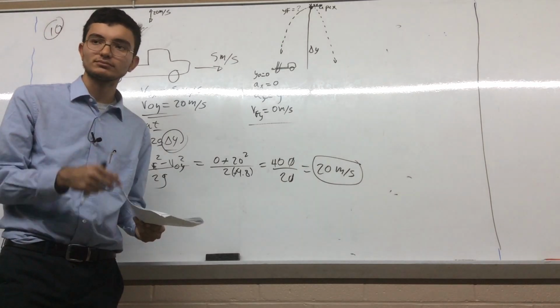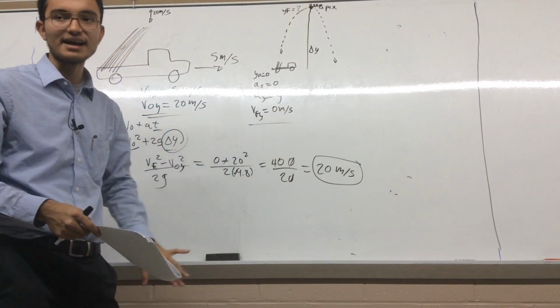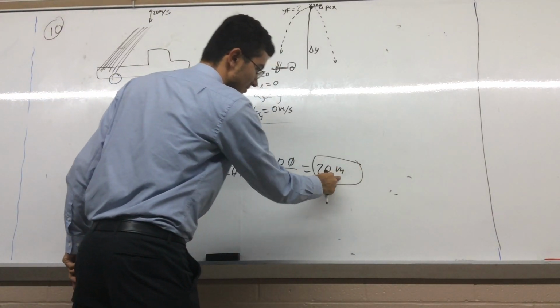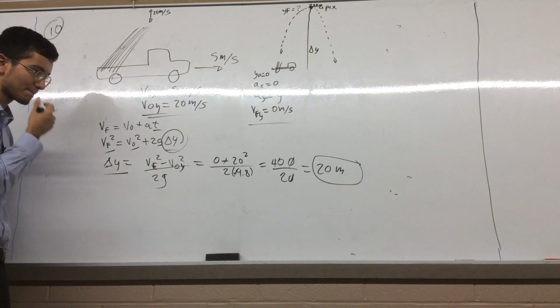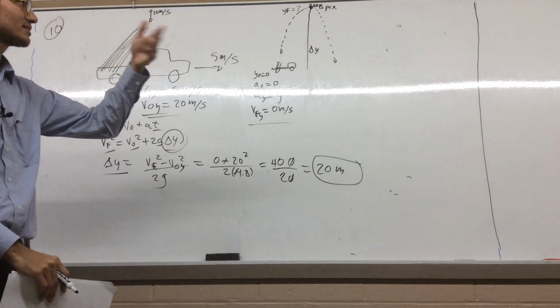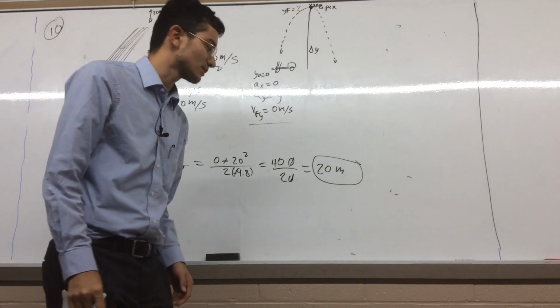So it was asking for the velocity at the highest point? It was asking for the maximum height. Yeah, you're right, thanks for the question. It's actually in meters, 20 meters. Yeah, because we're asked for delta y, not the velocity, because we know the velocity will be just the x component of the initial velocity.